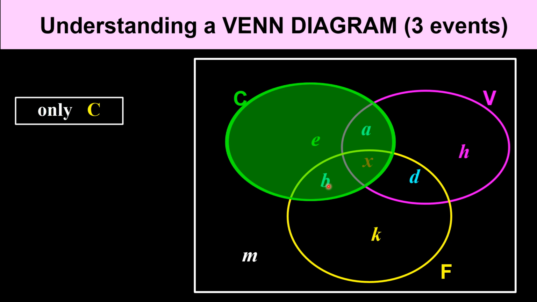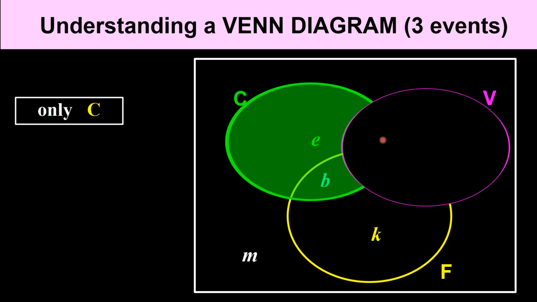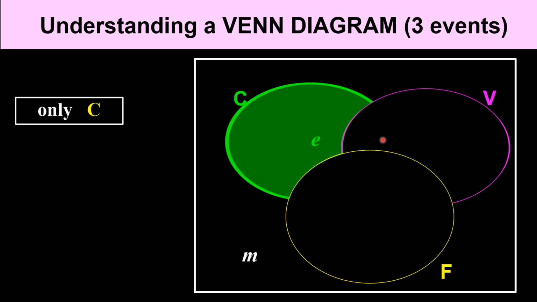But B is not only C. B is part of F. X is part of F as well as V. And A is part of V. So I have to remove those parts. I remove the parts from V, and I remove the parts from F. So that region that's highlighted there, that is the only C, and that one consists only of E.